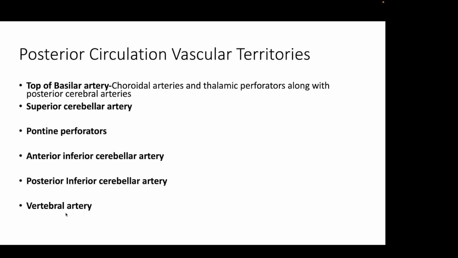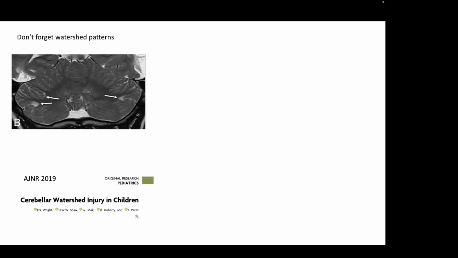And then the vertebral artery, of course, can involve multiple territories. These can involve the medulla, from perforators to the medulla from the distal V4 segment of the vertebral artery, and PICA as well. And then I want you to keep in mind there is also a watershed in the posterior circulation.